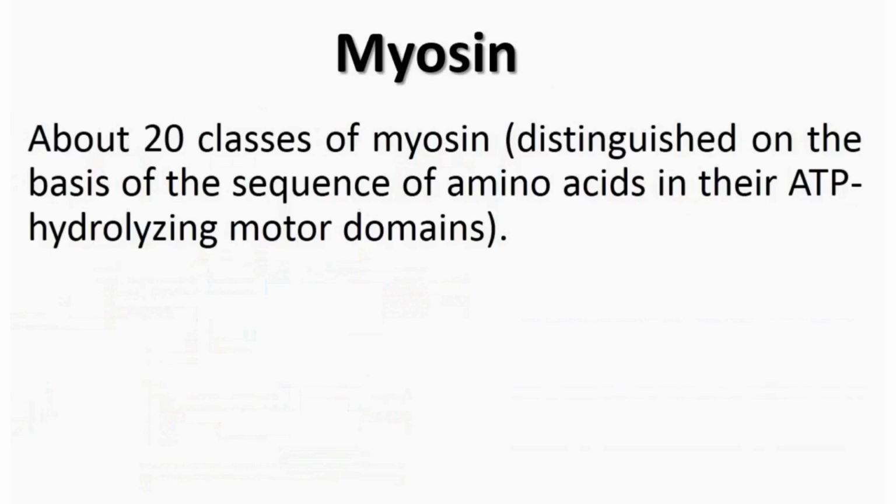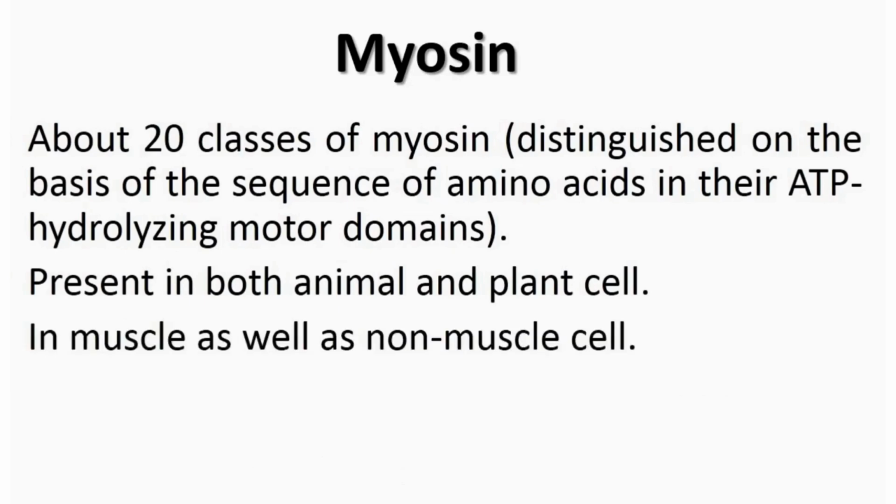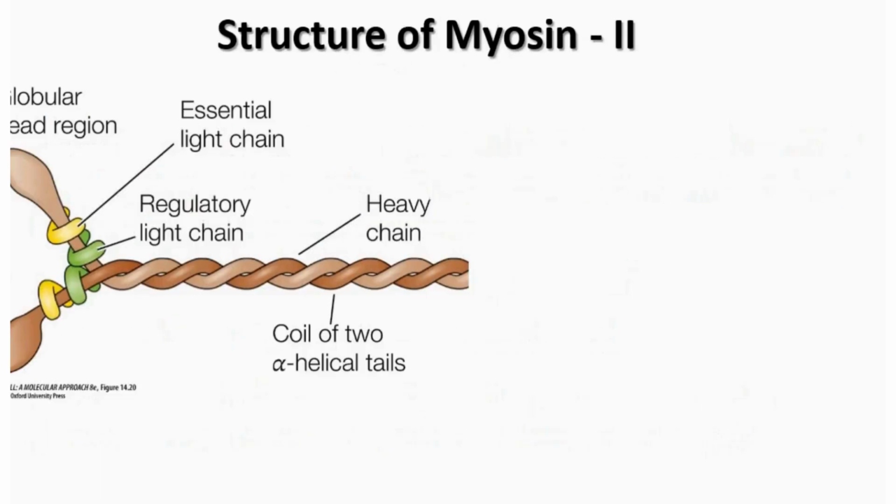Focus on myosin. About 20 classes of myosin are there. They are designated on the basis of the sequence of amino acids on their ATP-hydrolyzing motor domains. These myosins are present both in animal and plant cell, as well as in muscle as well as non-muscle cells. Myosins are a large superfamily of motor proteins that move along actin filaments while hydrolyzing ATP.